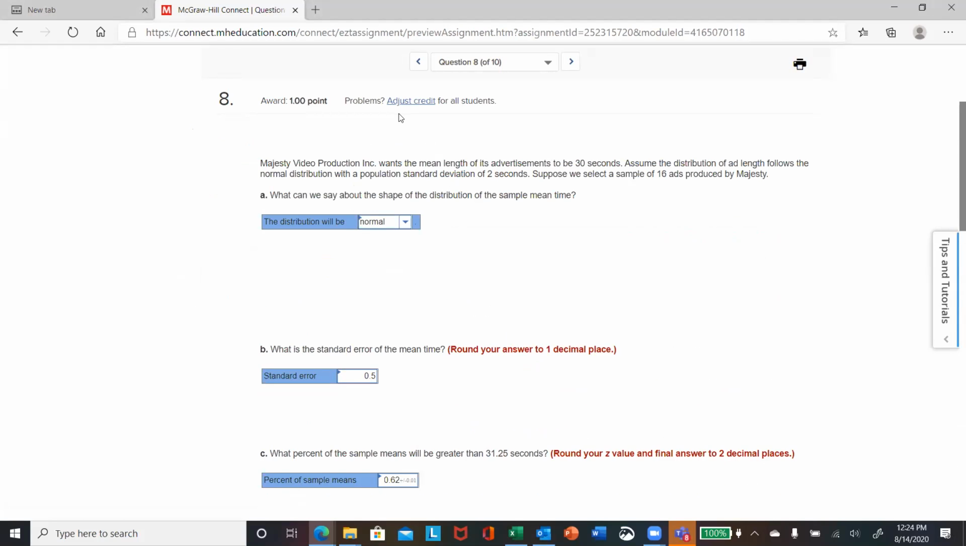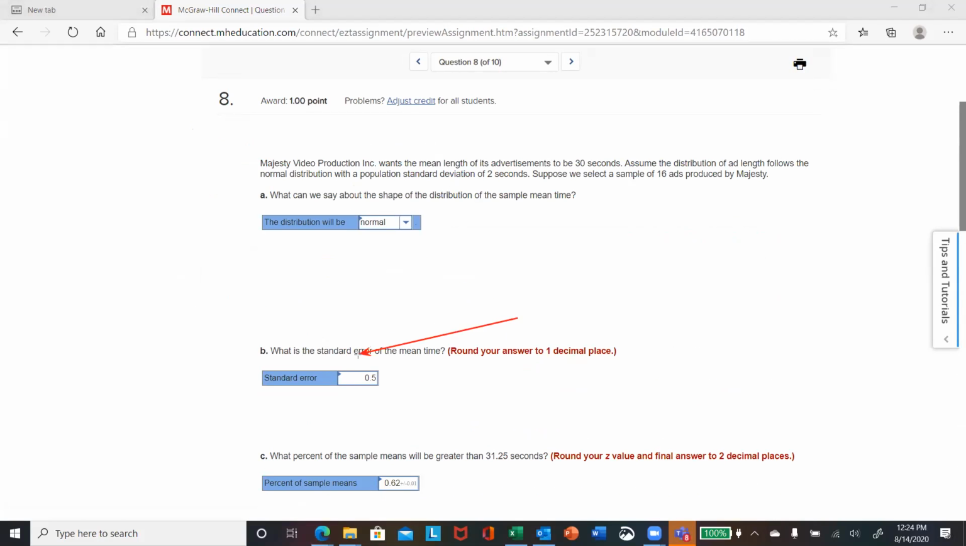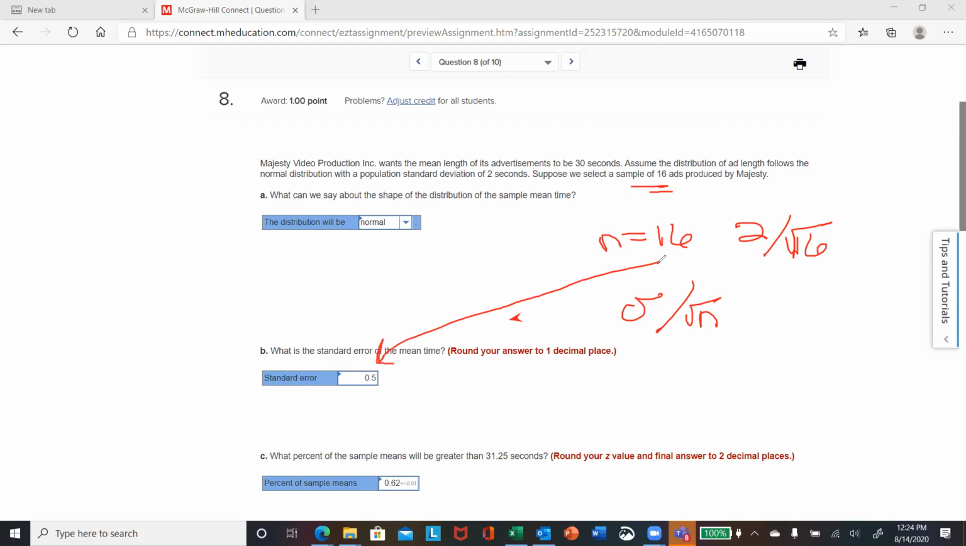Same thing on 8. Again, normal curve. Get your standard error. In this problem, looks like the mean's 30. Sigma is 2. So again, you take sigma over the square root of n. So sigma being 2, your sample size is 16, 2 over the square root of 16. So again, that's how they're doing that standard error.